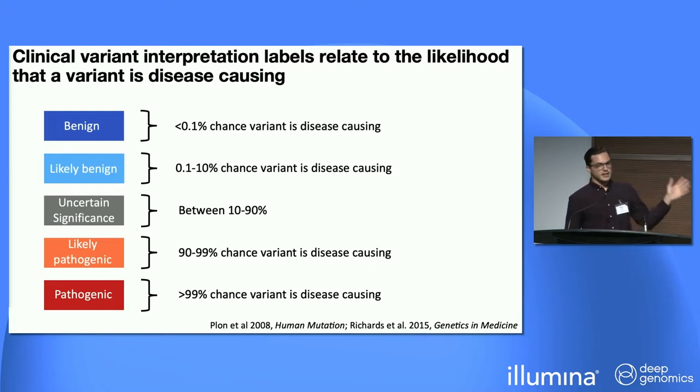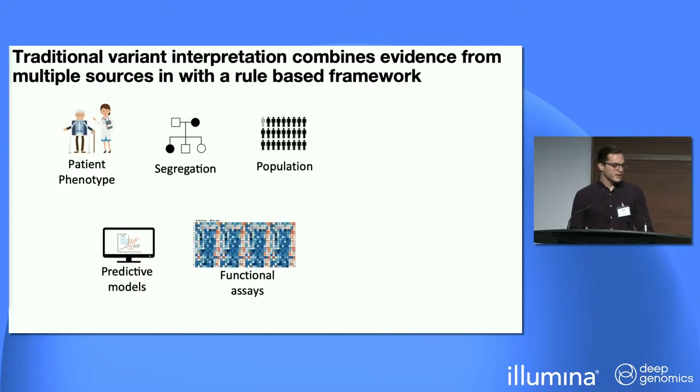But how do we actually get here? This is where we use that nice rainbow table from the American College of Medical Genetics recommendations on variant interpretation to collect information from different areas and combine pieces of evidence. These pieces of evidence come from the patient's phenotype, segregation data of variants within families, population frequencies of a variant, computational predictive models, and our functional assays.